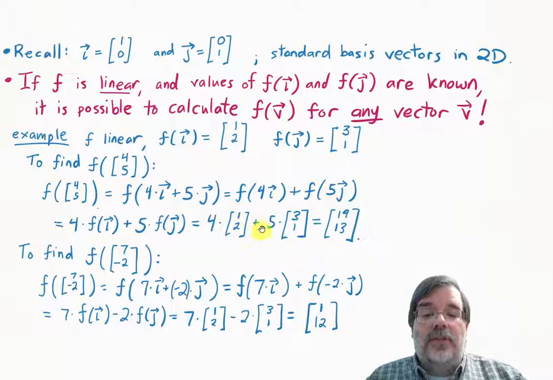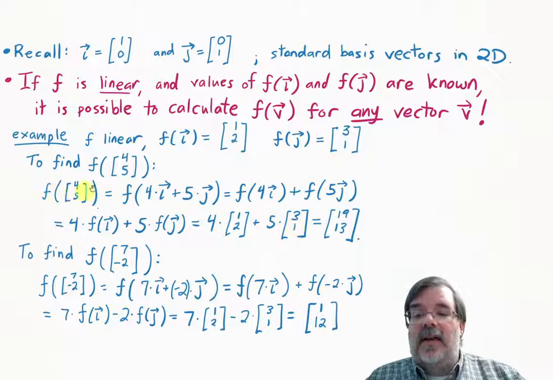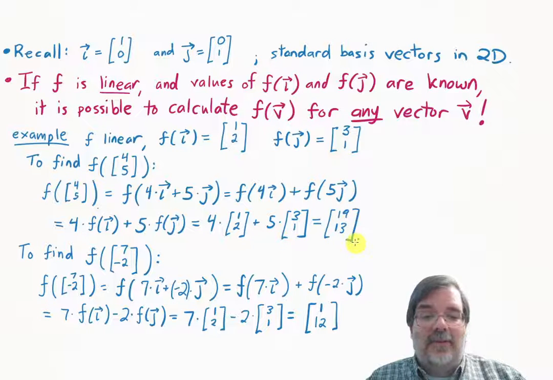4 times (1, 2) plus 5 times (3, 1). So across the top we have 4 plus 15, which is 19. Across the bottom we have 8 plus 5, which is 13. So you can calculate the value of this function, which in this case turns out to be (19, 13), even though you didn't know a formula. You just know these two really important values.